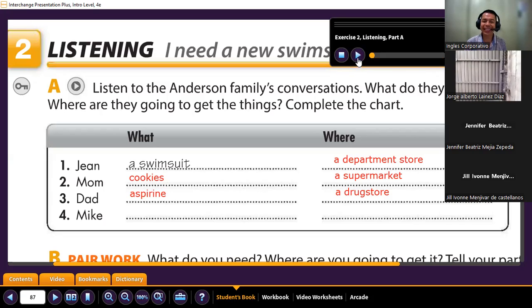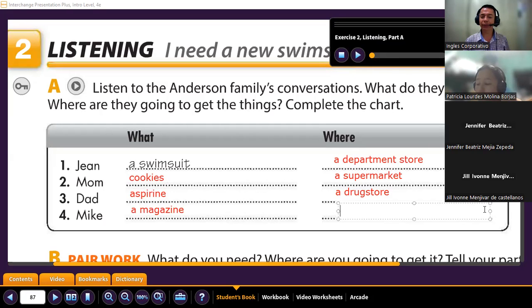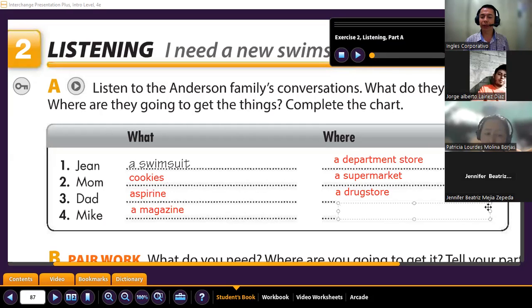Uh-huh. What does Mike need? A magazine. A magazine, right? To read at the beach, imagine. You go to the beach to, you know, to bathe, not to read. But then, a magazine. And where is he going to buy the magazine, class? Bookstore. Okay, thank you. Thank you very much.